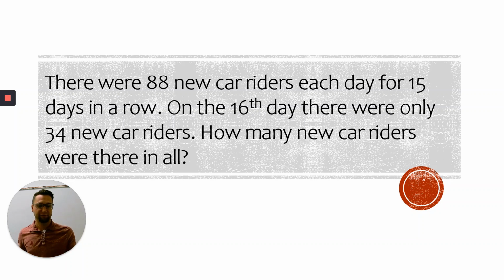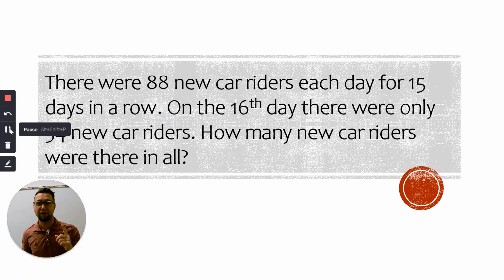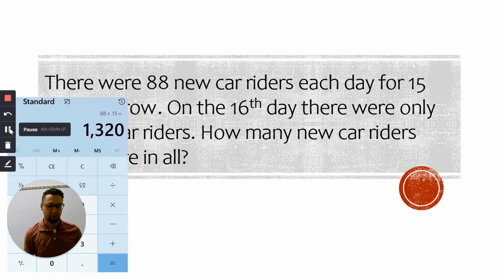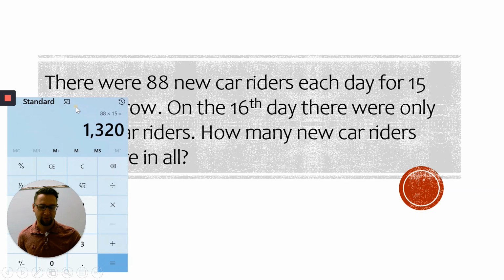88, 15, 16, and 34, and they even throw that 16th day in there as a number to add up, because they're just not reading and thinking through carefully what the story is asking. So we need to break this into two steps. The first step that makes the most sense to me would be taking 88 and saying that has to happen 15 times. Instead of adding 88 stacked 15 times, that will take a long time. We know that multiplication was invented for repeated addition. So we can say 88 times 15 will give us 1,320.